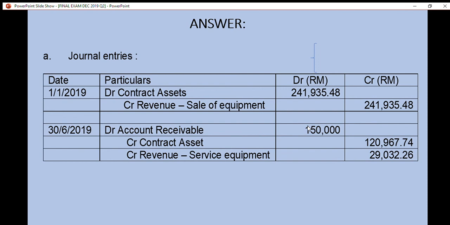This is actually half of the contract price or transaction price. We know that the total transaction price is 300,000. Since only half of the performance obligations have been satisfied, we debit accounts receivable by 150,000 only, that is half of the transaction price. So that's all about this question.